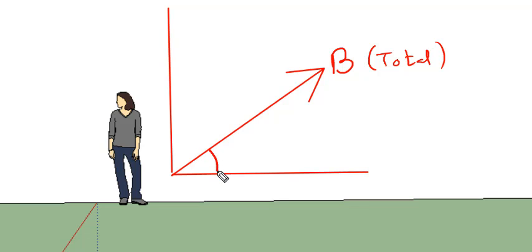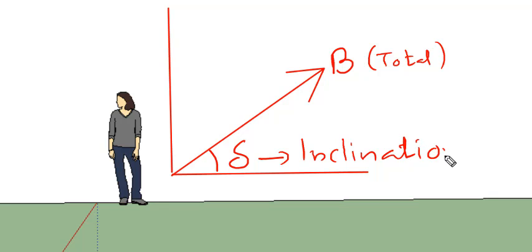Now this angle is called delta. This is called inclination angle. It's also called dip angle. How to define that one? The angle between the horizontal and Earth's magnetic field is called angle of inclination or dip.